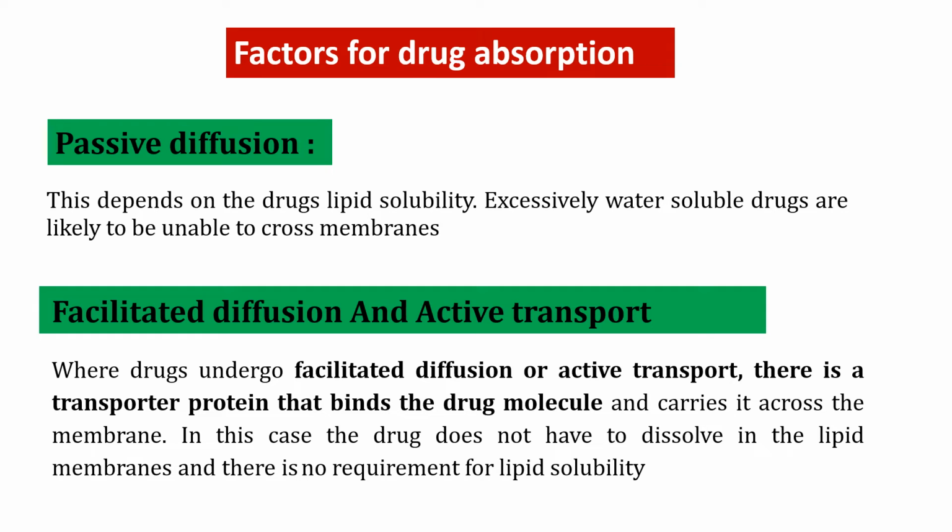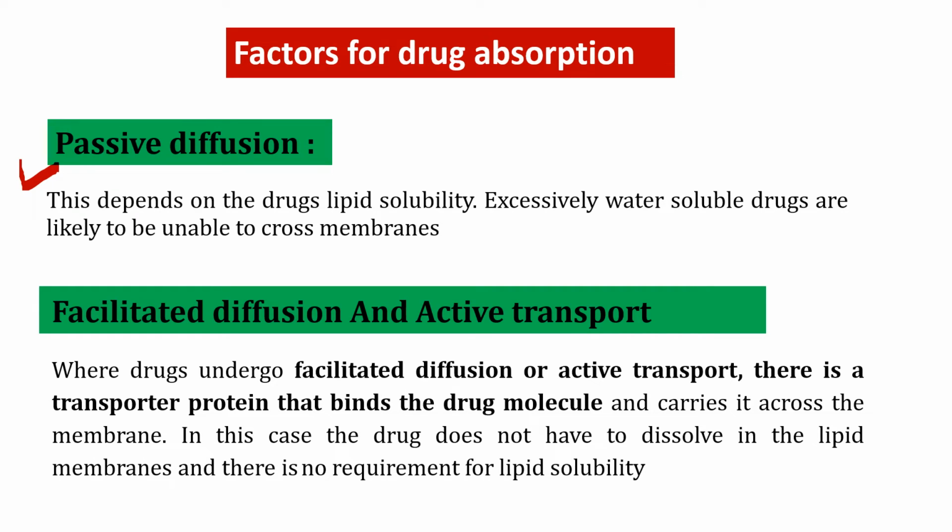The first one: we have to know about passive diffusion, how a drug is absorbed from the GI tract. Most drugs can only cross membranes by passive diffusion, and their ability to do this depends upon their lipid solubility. Excessively water soluble drugs are likely to be unable to cross membranes, for example, gentamicin.